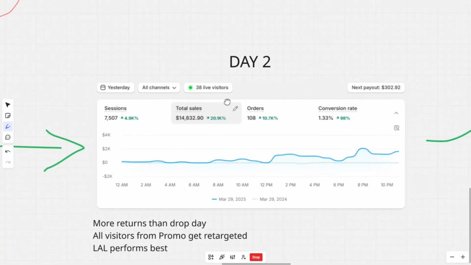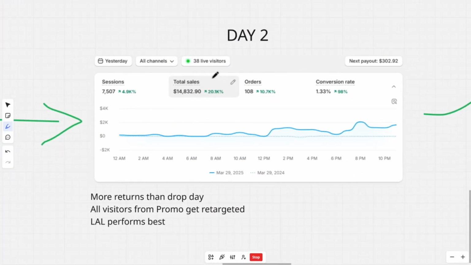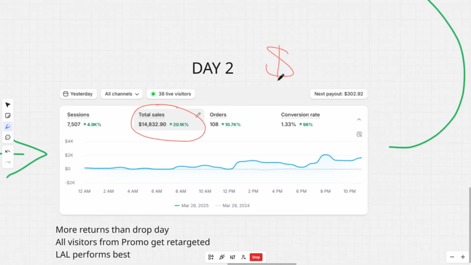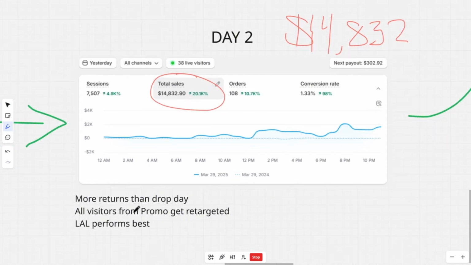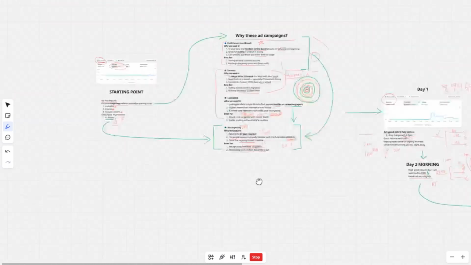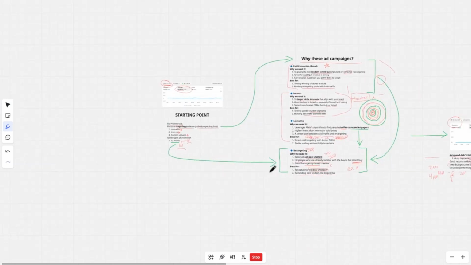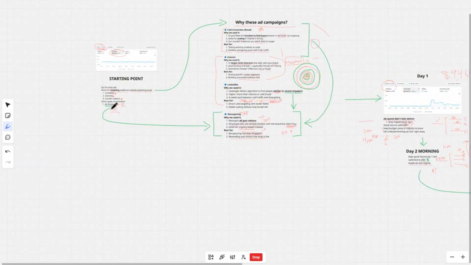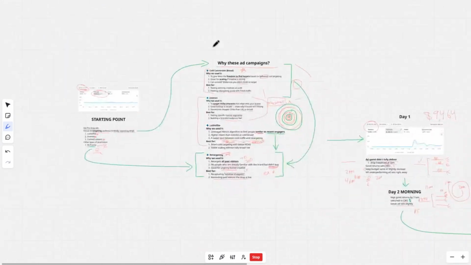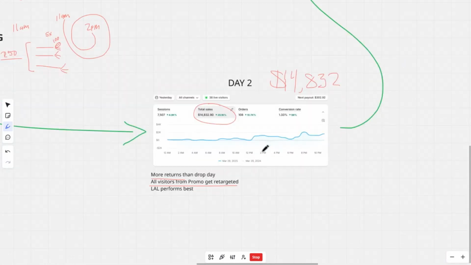So what does this lead into? End of day 2, we did $14,832. That is incredible. Day 2. We actually did more than on drop day, which is amazing. So all of the visitors from our promotion the first day are getting retargeted now, which is why it was so important to do the IG promo and to run the retargeting ad sets there, because now all these people, along with our actual audience, are getting retargeted.